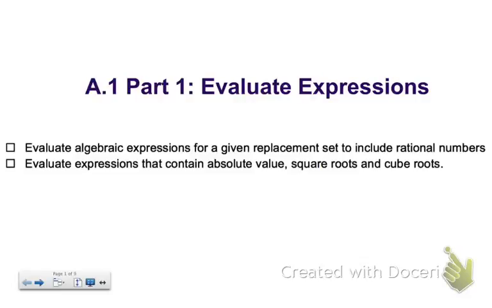This is section A.1, part 1, where you are evaluating expressions. So, evaluate algebraic expressions for a given replacement set to include rational numbers, and evaluate expressions that contain absolute values, square roots, and cube roots. So remember, absolute value looks like this, so maybe you have absolute value of -4. Well, absolute value of anything, remember, is positive, so for that example it would be 4.